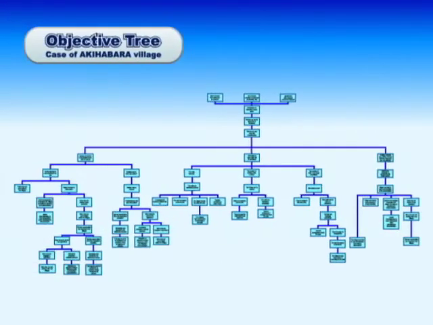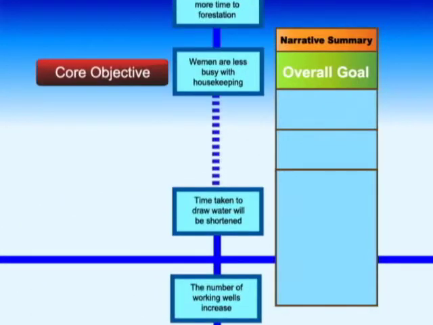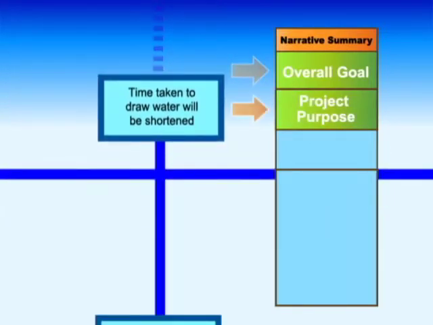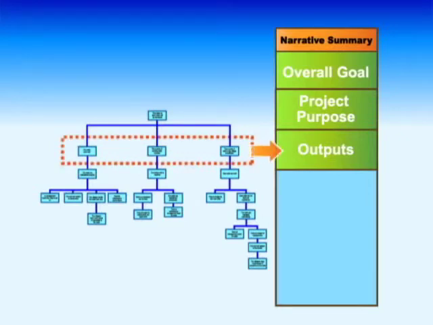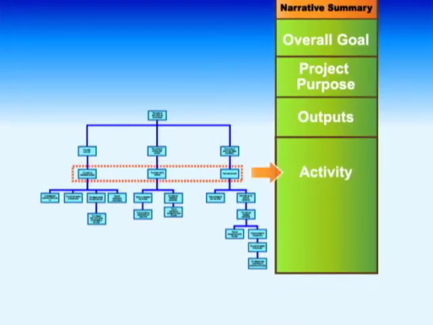Let's look at a more concrete example using Akihabara village. The overall goal corresponds to the core objective of the selected project. The project purpose corresponds to the card on the top of the selected project in the objective tree. Outputs correspond to what was written on the 3 cards under the project purpose. The area under these 3 outputs is for activities.